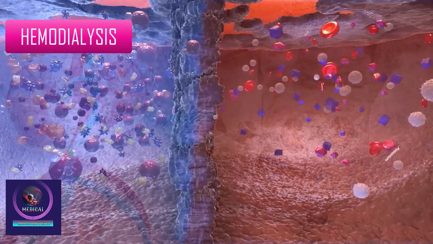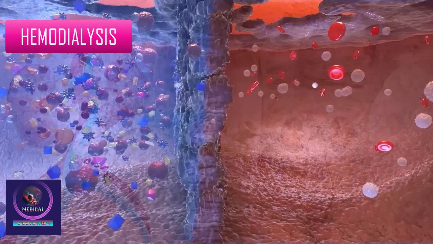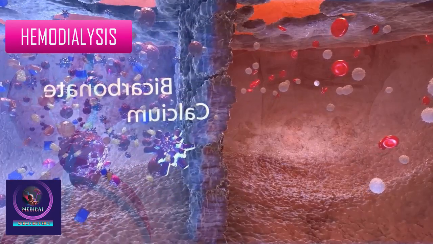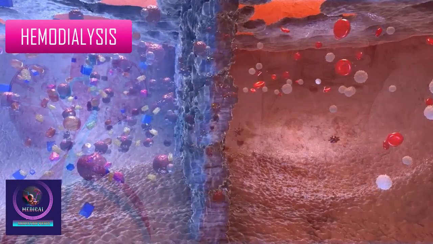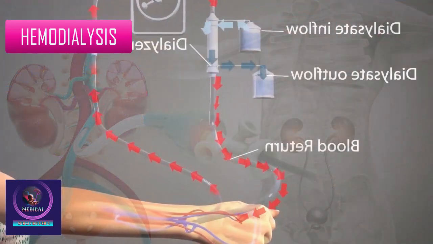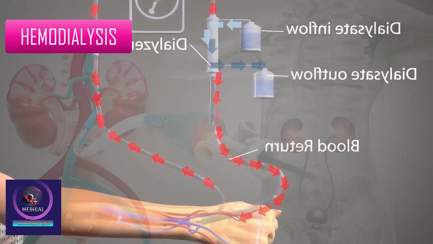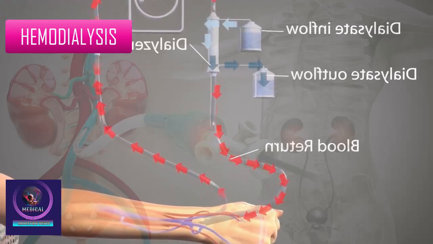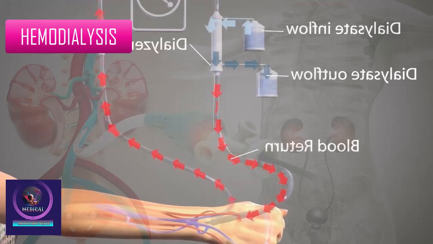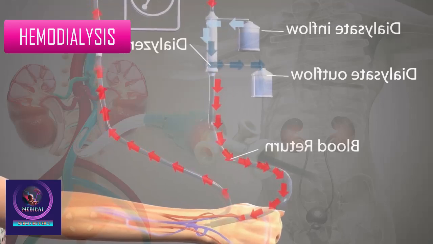For example, sodium and potassium usually move out of the blood, and calcium and bicarbonate usually move into it. Throughout hemodialysis, fresh dialysate is drawn into the dialyzer and used dialysate is drained off. At the same time, the hemodialysis machine returns the filtered or cleaned blood to the body. The needles are removed when the dialysis is complete.